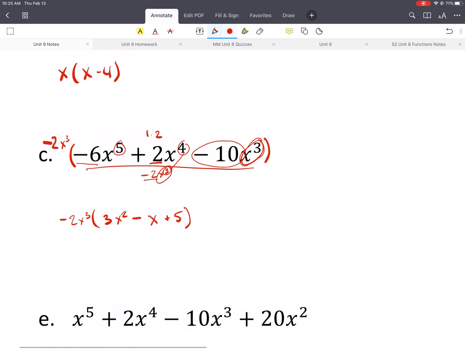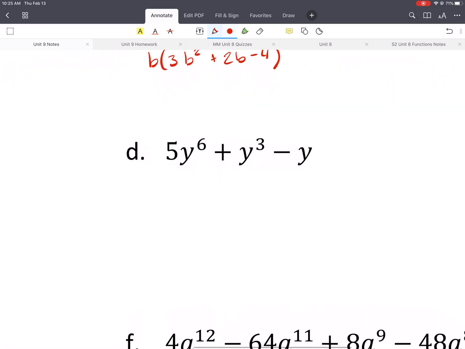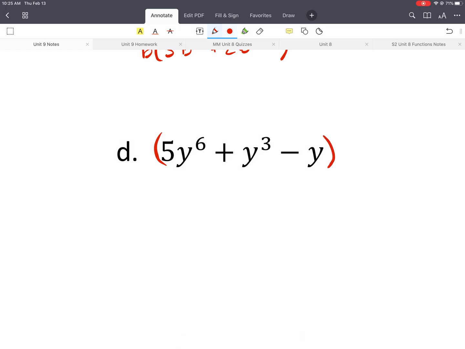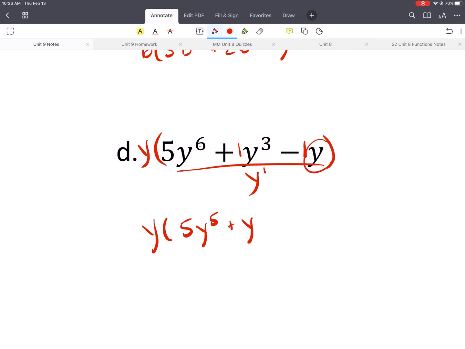Okay? And let's try this one. Greatest common factor for the numbers would be 1. Okay? Because this would be like a 1, this would be a 1. And then for the variables, this would be the smallest, so that would be y. We'll just divide everything by y, and we get y times 5y to the 5. So 6 minus 1 is 5, plus y to the 3 minus 1 gives you 2, minus, and then we have y over y. Y over y, those cancel, so we just get 1. Okay?